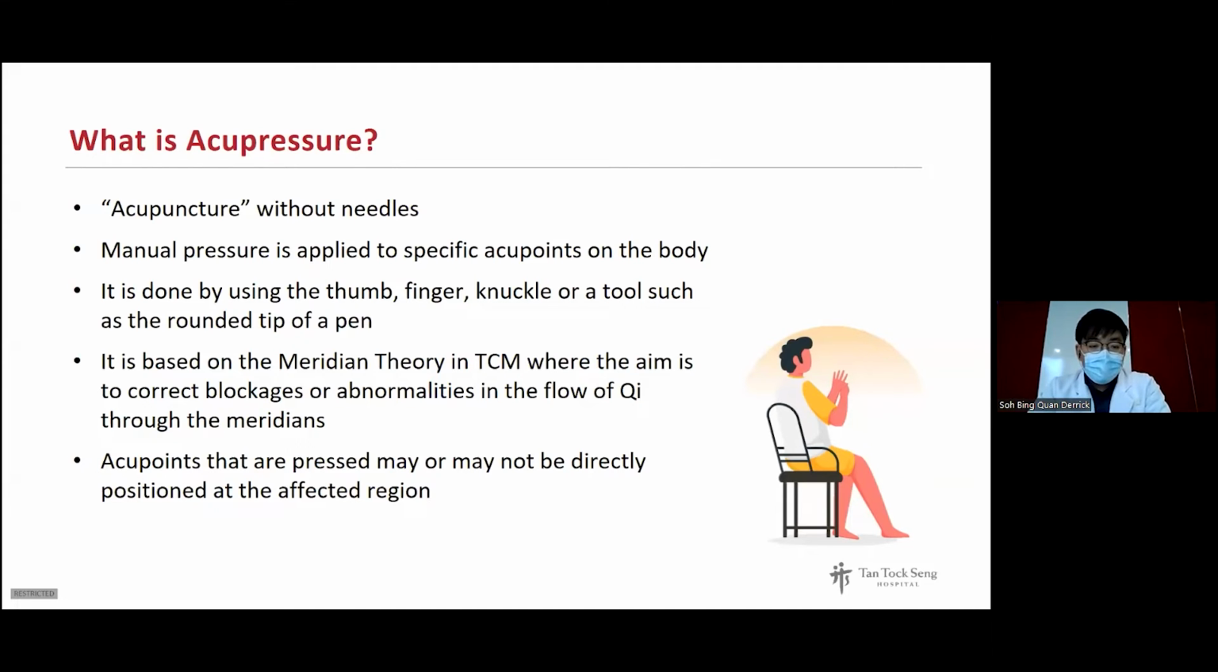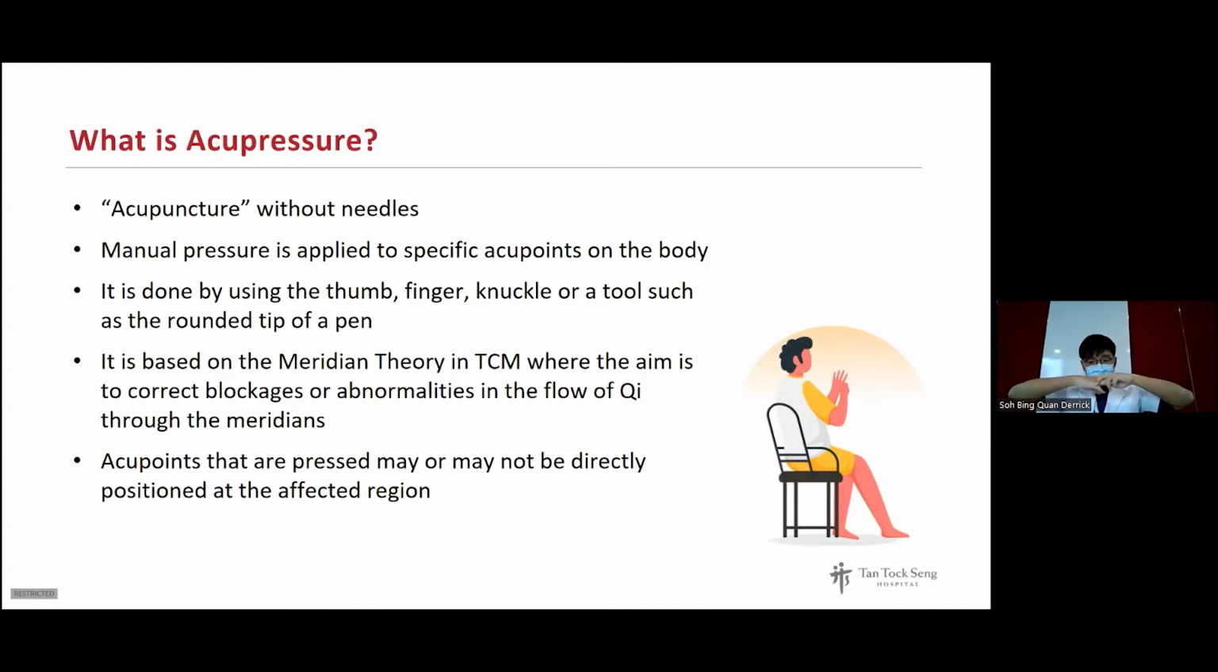Okay, so sometimes the acupoint to be pressed may or may not be directly positioned in the affected region. What this means is sometimes you have neck pain, but I will teach you how to press on the hand to help relieve the neck pain. Same as acupuncture, so say for example you come in for back pain, but I put needles on your hand.